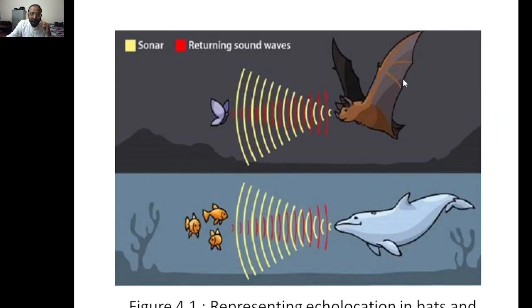You have the bat producing the yellow thing, the sonar, that means sound waves, which goes and hits the particular food for the bat, maybe some insects, and then comes back in turn. The red waves are nothing but returning sound waves. Based on this, the bat can identify its location, how far it is, the distance, and also its shape. A similar thing is copied from biological to technological, and that can be used. So this is the representative echolocation in bats and dolphins.